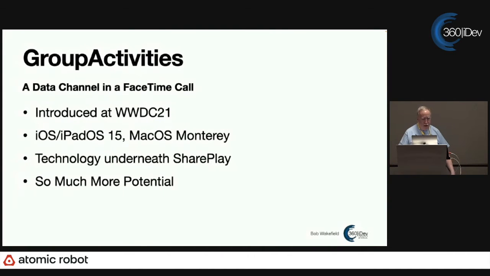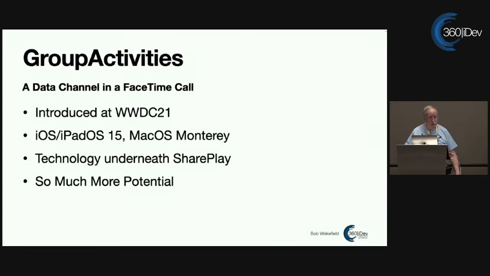Group activities provide apps a low bandwidth data channel during a FaceTime call. Apple introduced the framework in WWDC 2021 for iOS 15 and macOS Monterey. The Group Activities API is the basis for Apple's SharePlay shared media experience. Apple seems to use the terms SharePlay and Group Activities interchangeably. I think it's important to distinguish between the two. The Group Activities API in general has potential for so much more than shared media experiences.